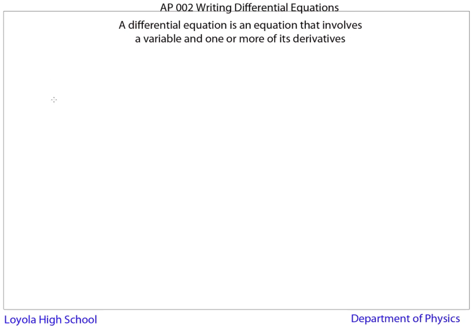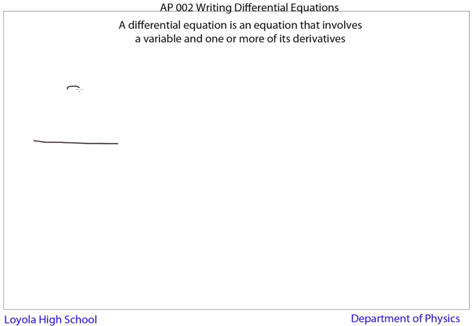In this video, I am going to talk about how to write differential equations for problems involving air resistance. So first off the bat, a differential equation, as we can see here, is an equation that involves a variable and one or more of its derivatives. So how do we get an equation that could possibly do that? Let's take a look at an example.